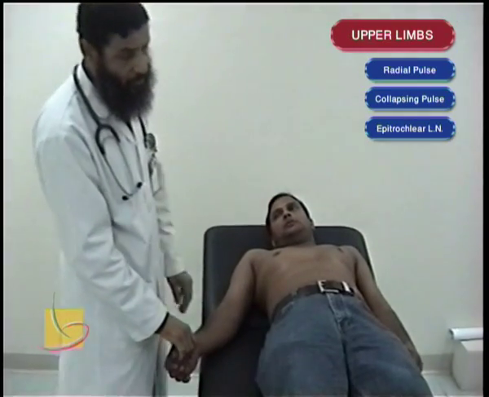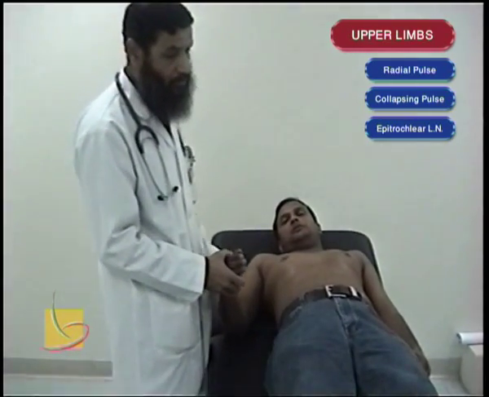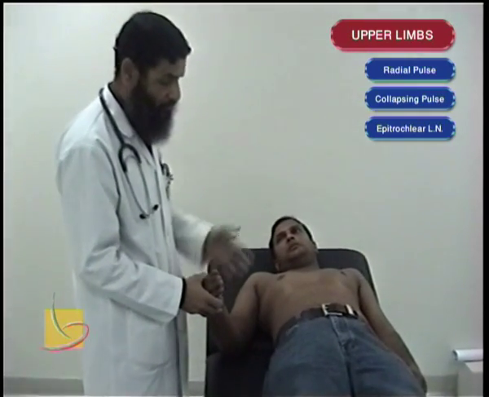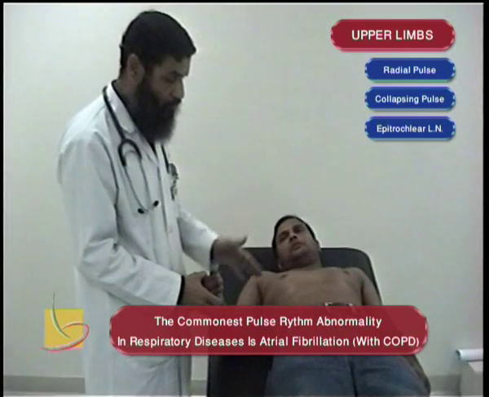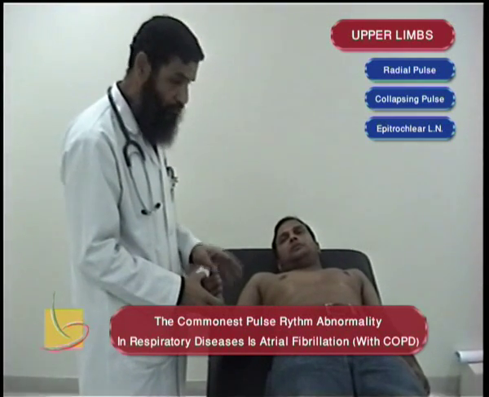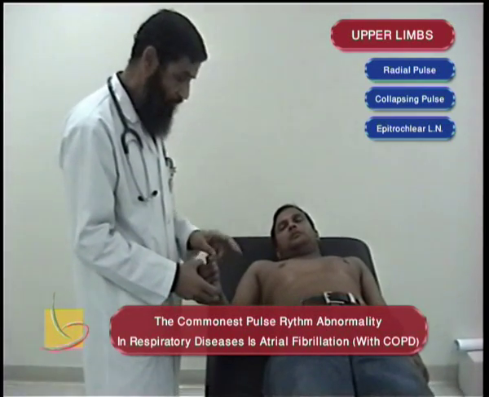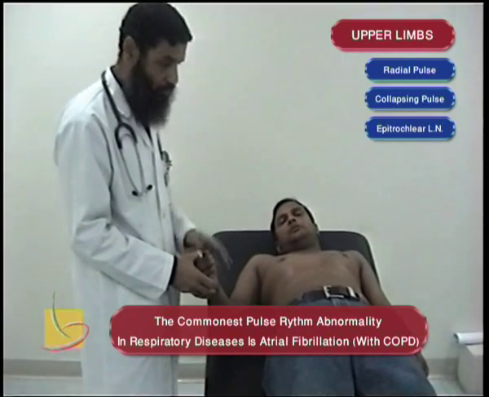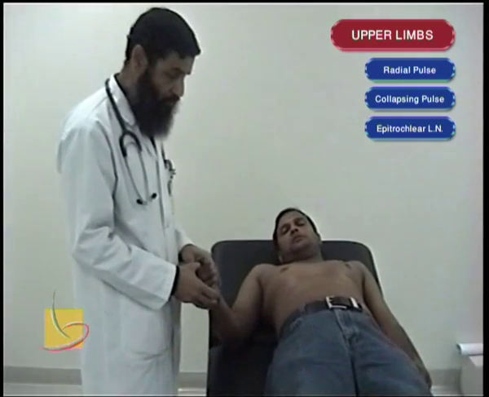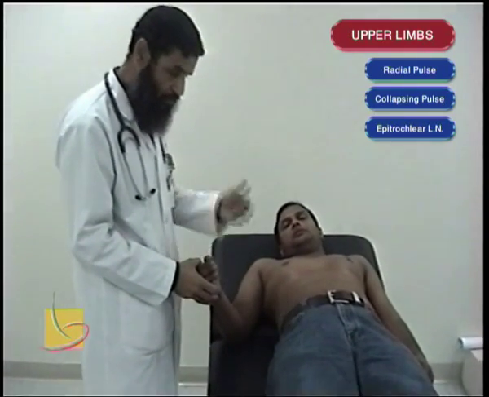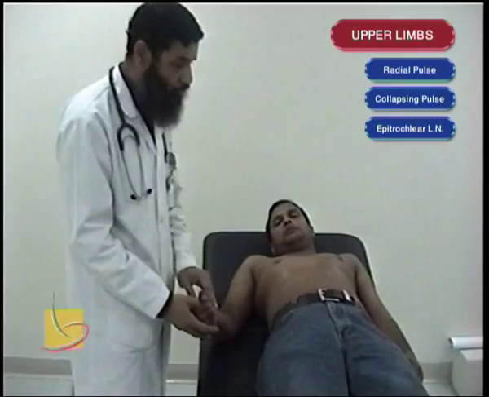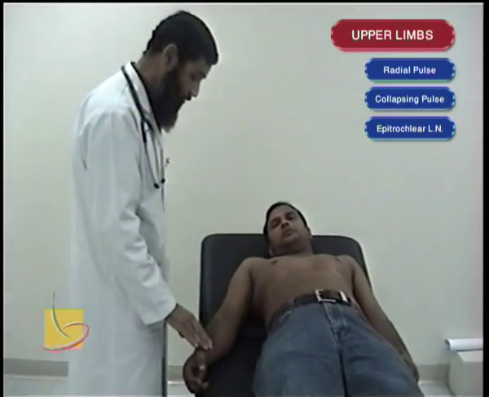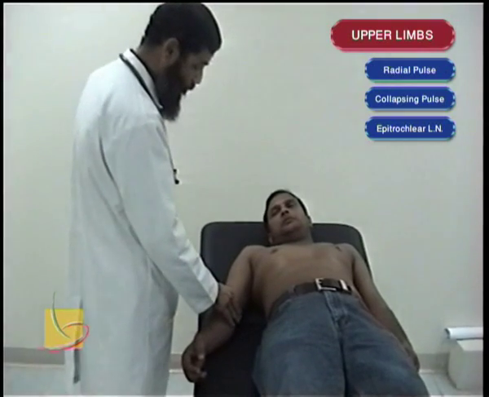Now, what is the commonest irregularity of the pulse you get in this? If you are asking why you want to check for the rhythm, we'll say that the commonest rhythm abnormality or irregularity in the respiratory system is atrial fibrillation, because in chronic obstructive airway disease, the patient may have atrial fibrillation. And next to it, premature contraction, so you have to feel carefully for the rhythm in addition to the rate.